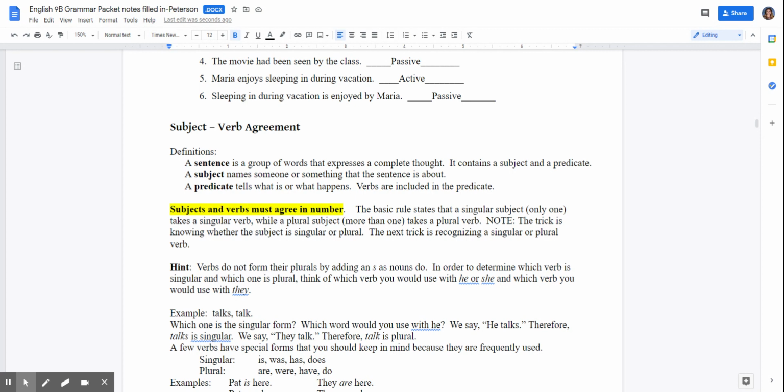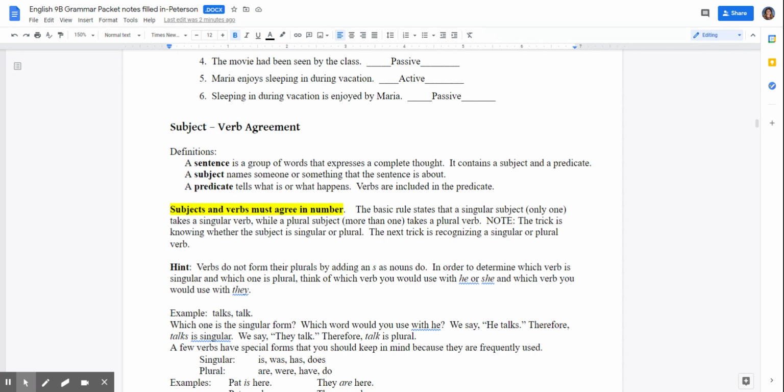Here's your big rule to highlight. Subjects and verbs must agree in number. It's a basic rule, okay? Singular subjects take singular verbs. Plural subjects take plural verbs. The trick here is to know whether the subject is singular or plural, and then recognizing if it's a singular or plural verb that pairs with it.